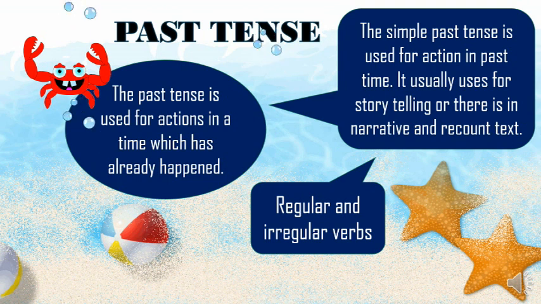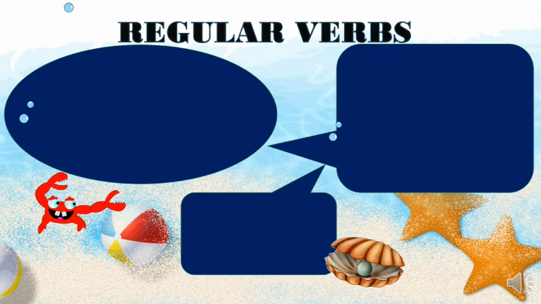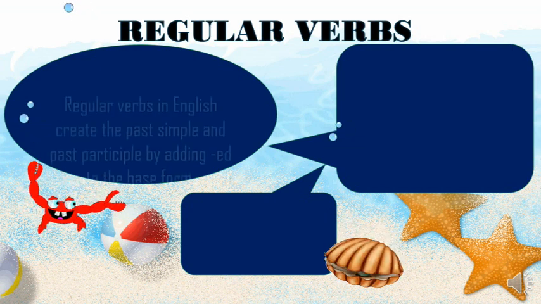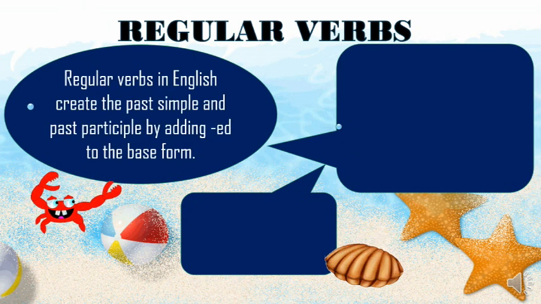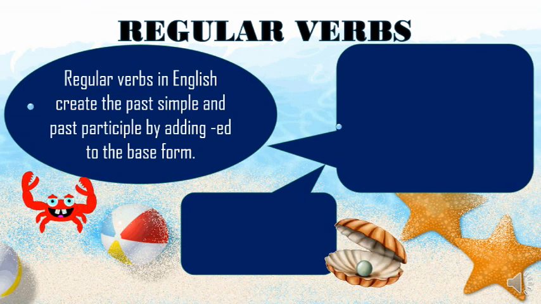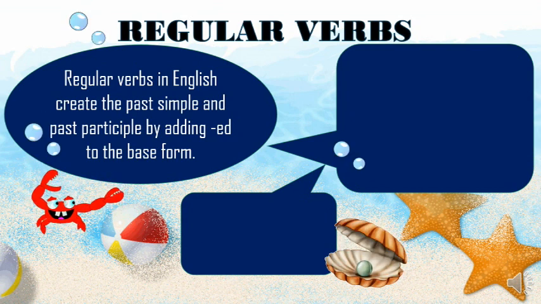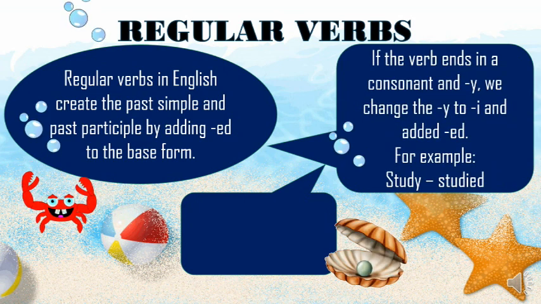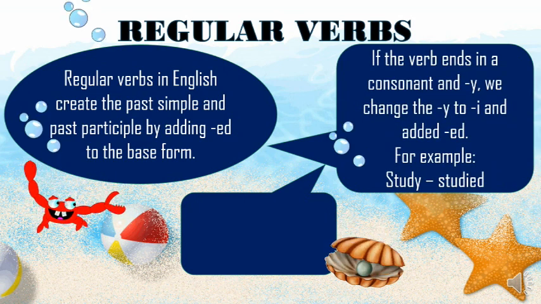Okay, so first, regular verbs. We are going to learn what regular verbs are. After that, we will learn about irregular verbs. Is it clear? Okay, first we are going to learn about regular verbs. Regular verbs in English create the past simple and past participle by adding ed to the base form. So students, later when I go through this, you will understand what the base form is as well as what the past participle is. Okay.